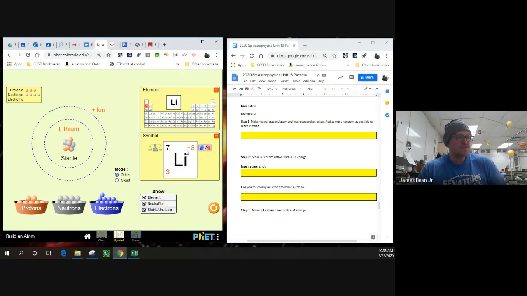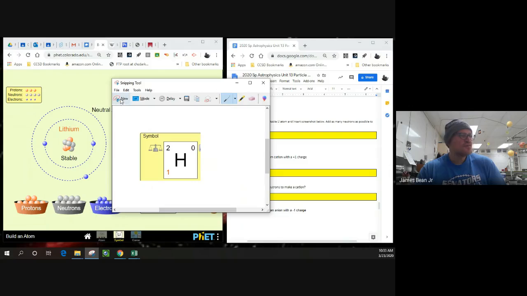Now, see this +3 here? I have to make it neutral. So let's add one electron. It's now +2. Let's add another electron. It's now +1. And finally, let's add the third electron. There we go, we have 3 electrons. Now it's a neutral atom, and that's what we want to do.